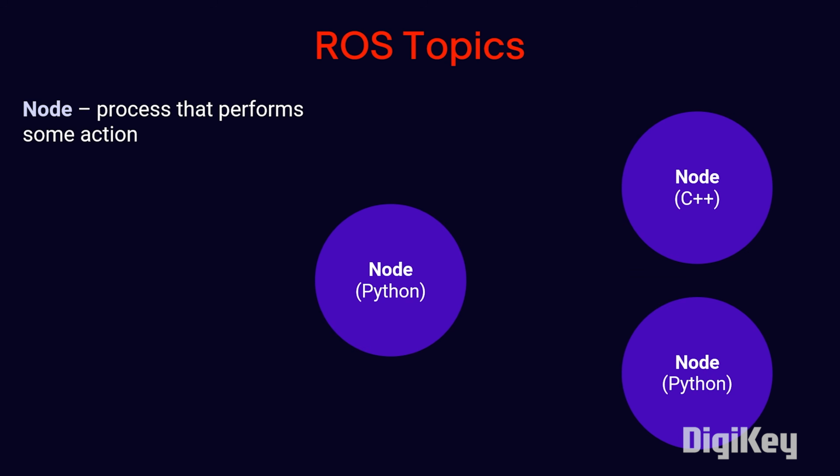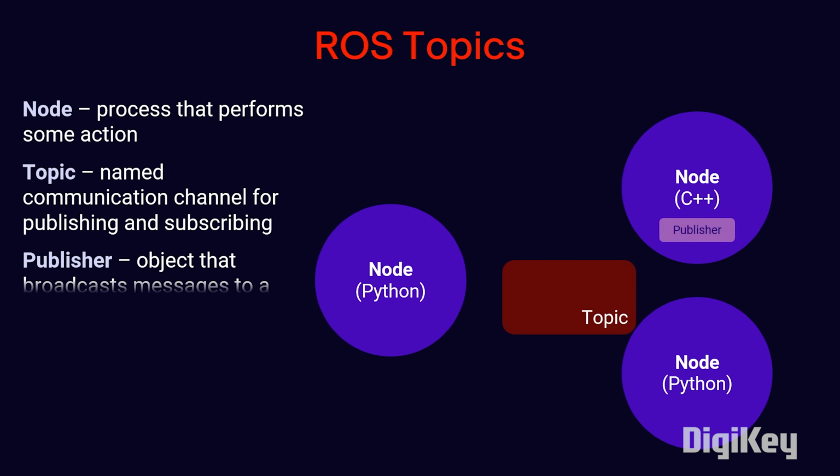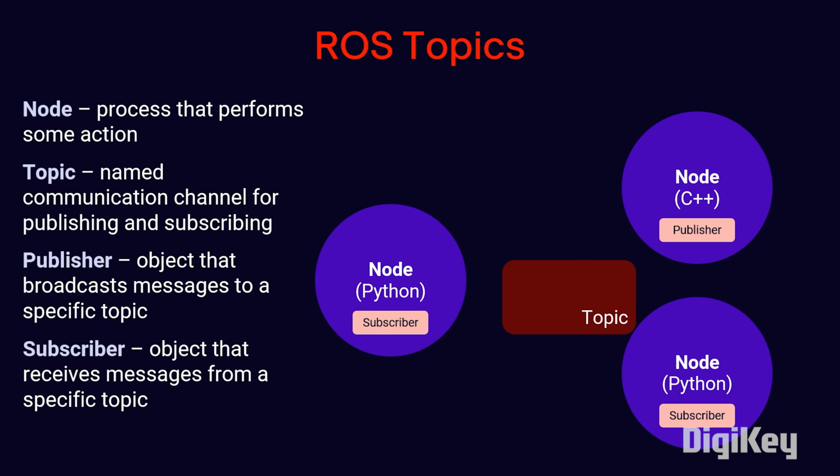Recall that a topic is a named communication channel for passing messages between nodes. Specifically, it relies on a publish-subscribe model where a publisher is an object in a node that broadcasts messages to that particular topic. A subscriber is an object, usually in another node, that receives messages from a specific topic. When you create these objects, you tell them which topic you'd like them to publish or subscribe to. Assuming you publish and subscribe to the same topic, all subscribers will receive any messages sent by the publisher.